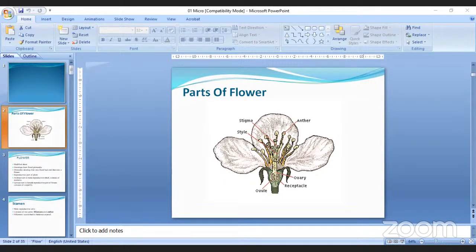So what is a flower? A flower is a modified shoot and develops from floral primordia. The primordia develops first into the floral bud and then into a flower. So the flower can be treated as the reproductive part of a plant, right?